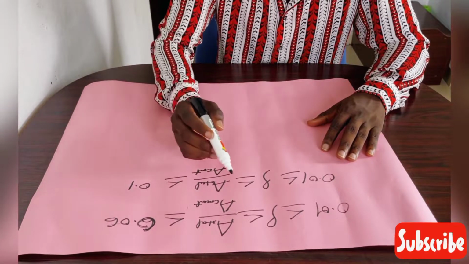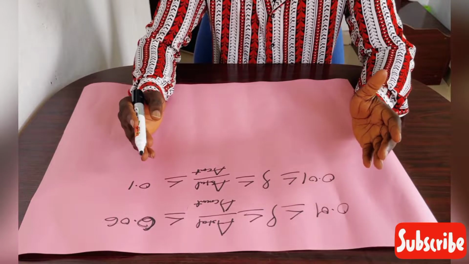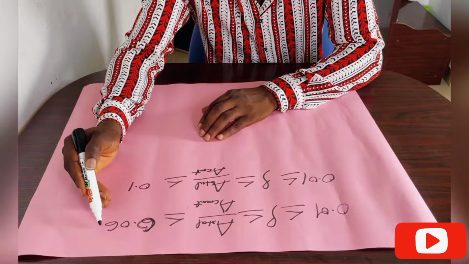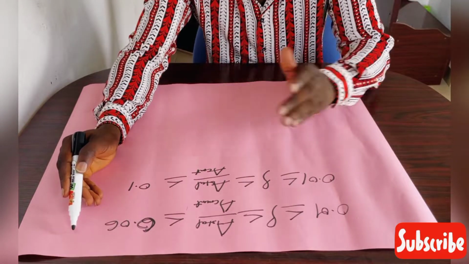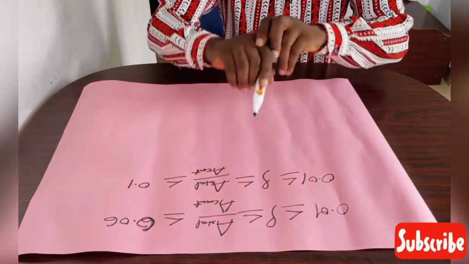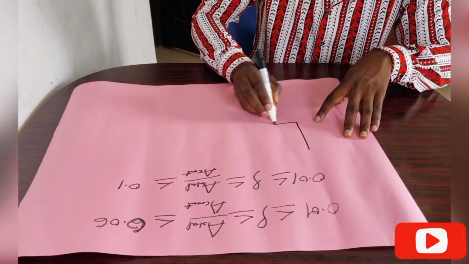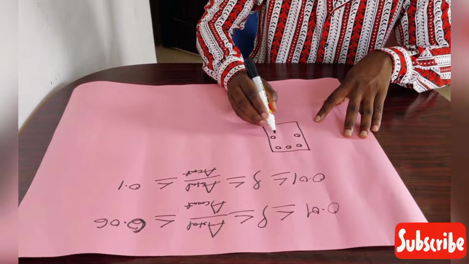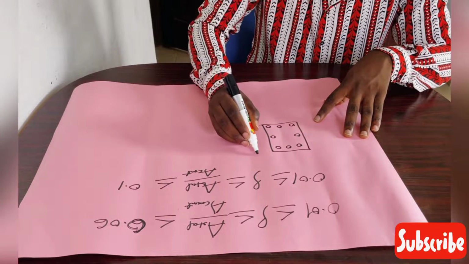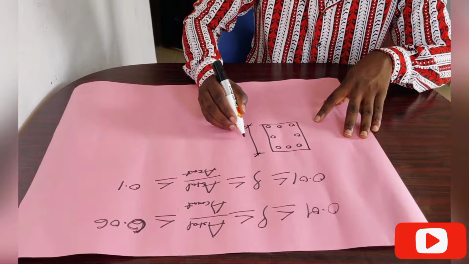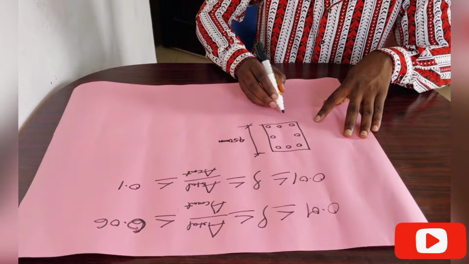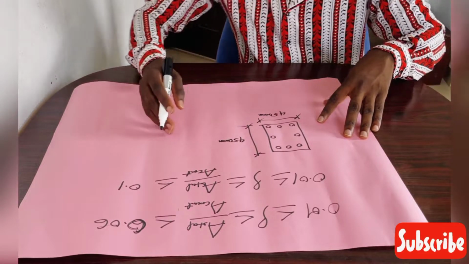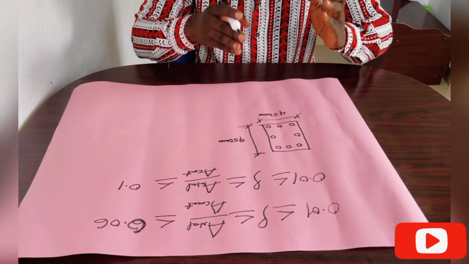So for your column to be moderately reinforced, it must fall between 0.01 to 0.06. Anything above 0.06 is over reinforcement. Anything below 0.01 is under reinforcement. For example, if we have a section like this, assuming from here to here, it's 450 mm, then here, from here to here, is 450 mm. So how do we know whether this section is over reinforced or under reinforced?